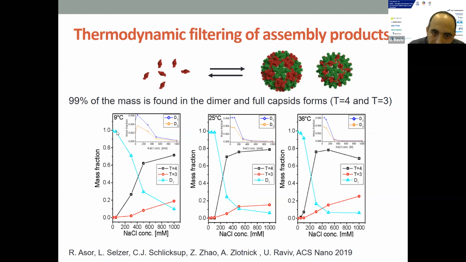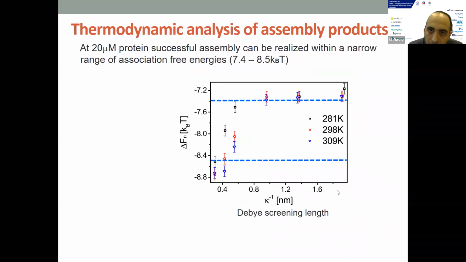As we increase the salt at each temperature, we see that the fraction of the dimers decreased, and the fraction of capsid in T equal 4 and T equal 3 started to increase. The same happens at the higher temperatures, but at higher temperatures, less salt was required in order to form the capsid. So this was one thing that we did and was explaining the data very well. And the results showed a very interesting effect.